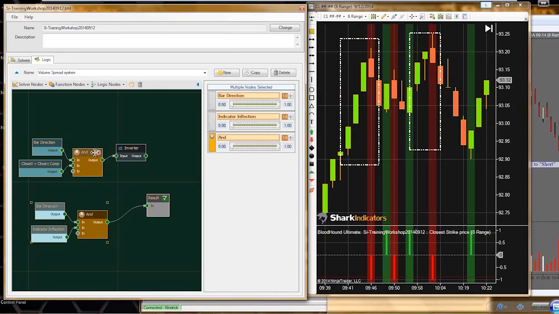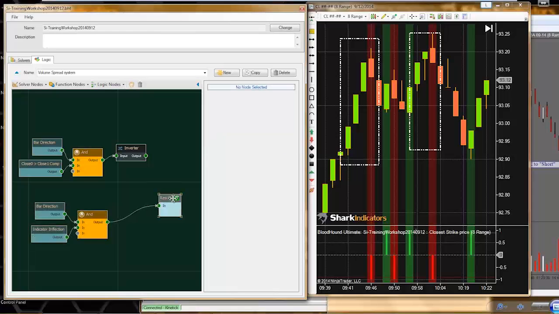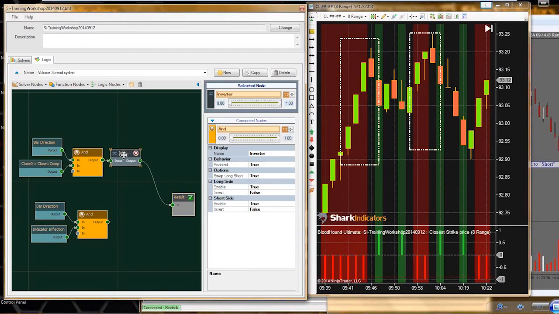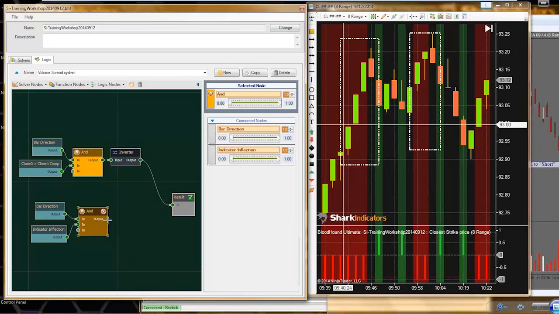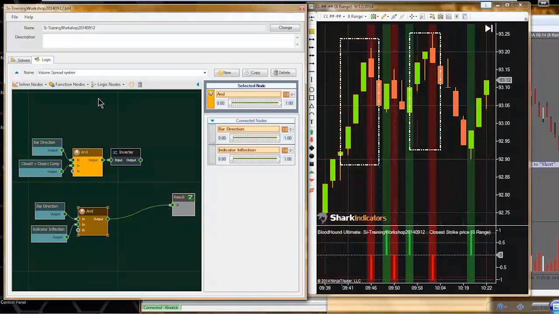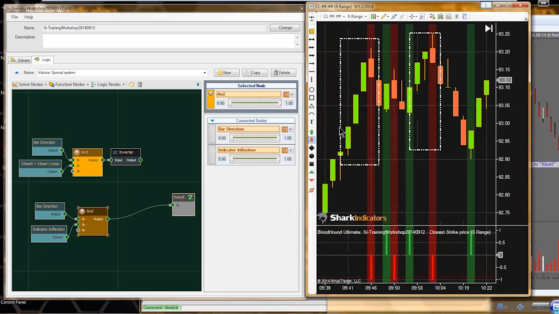So, alright, now what we need to do is join these two together. Remember, this is looking at bar 1 and bar 2, and this is looking at bar 3. So we're interested in getting a short signal there, as we can see, and we're interested in getting a short signal on this bar as well.